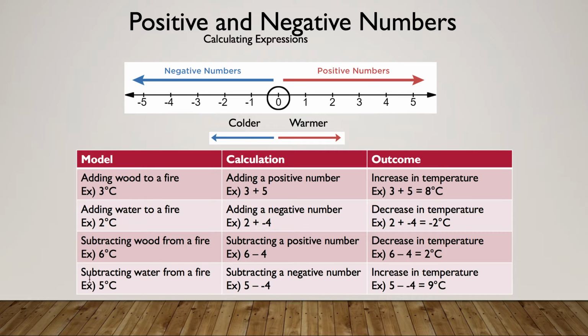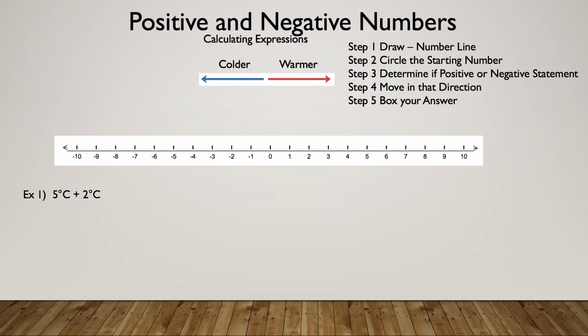And finally, the last case, subtracting water from a fire. And if we start at 5 degrees, and we take away the fuel source, so that means it's going to get hotter. So we're going to be subtracting a negative number. Therefore, my temperature is going to increase, and we get 5 minus negative 4, which is 9 degrees Celsius. Now let's take a look at each case in particular.